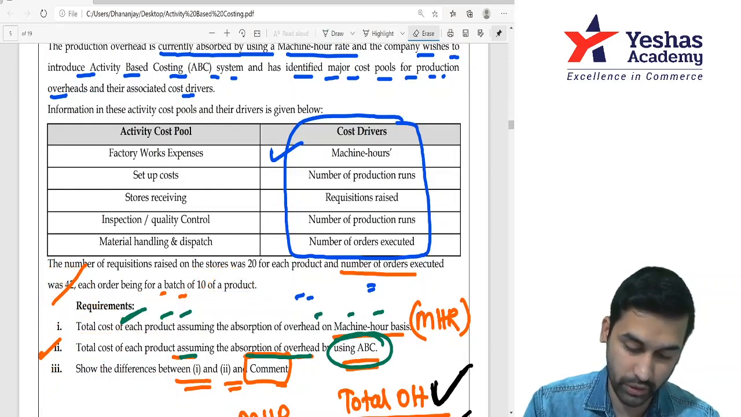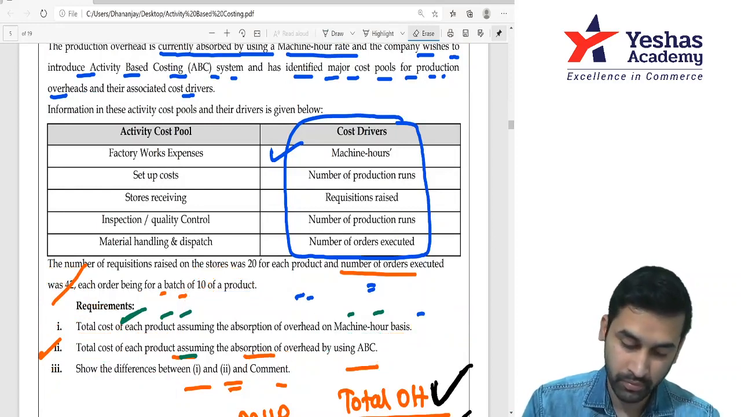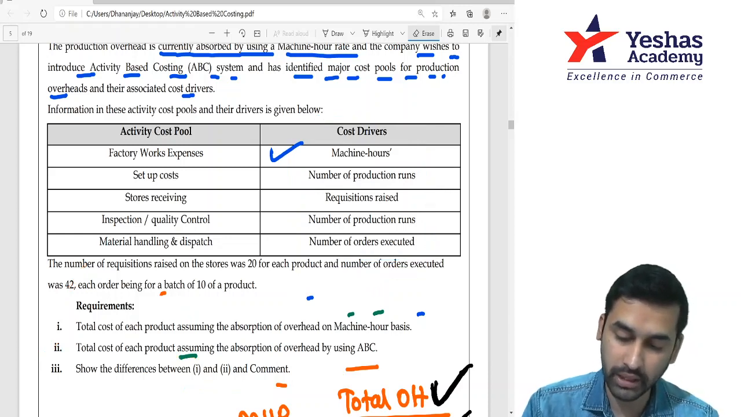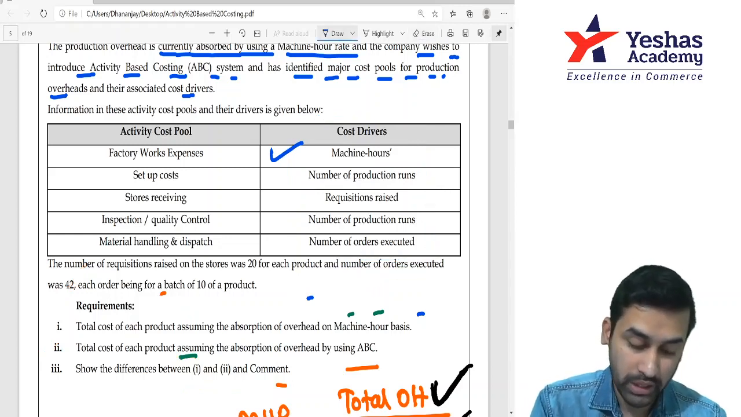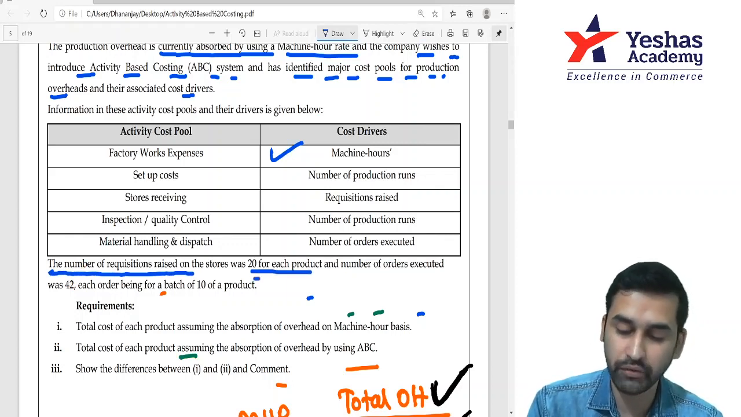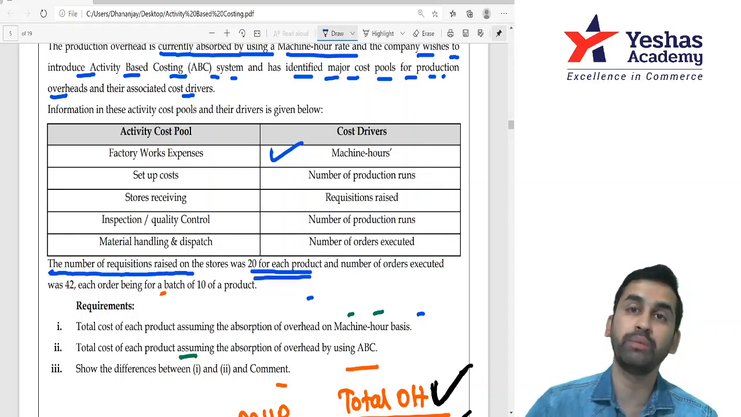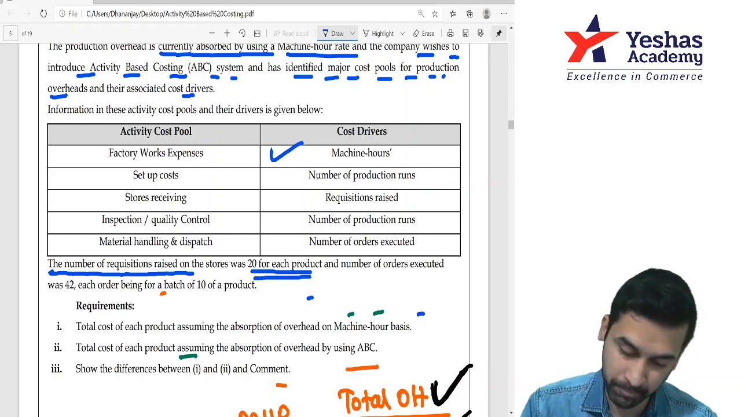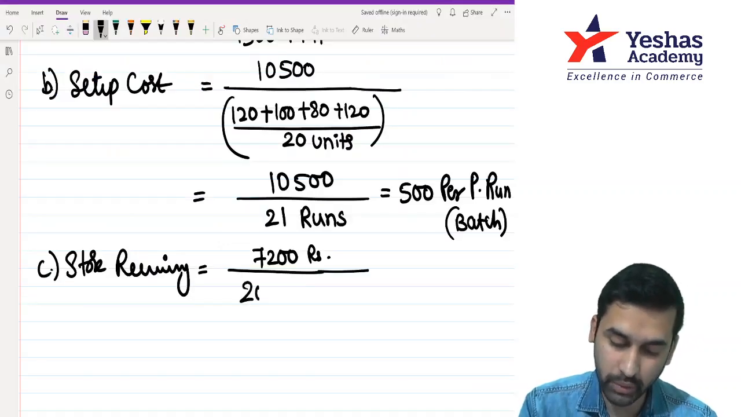Let me just erase all this. Here you have. Read after third table. I am marking now in blue. The number of requisitions raised on the stores was 20 for each product. And how many products you have? A, B, C, D. 4. That means it is 20 into 4. 80. Simple. Now here denominator 20 into 4 products.